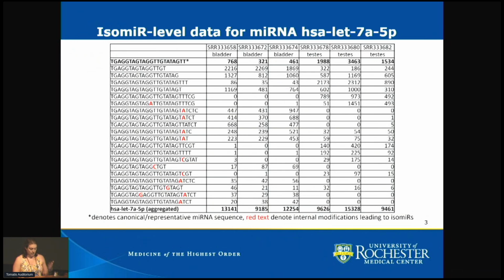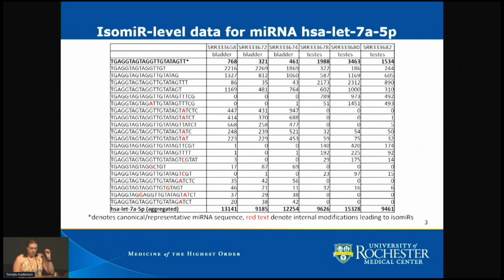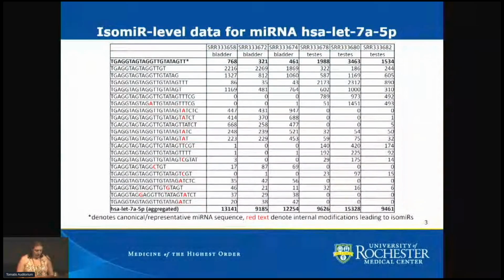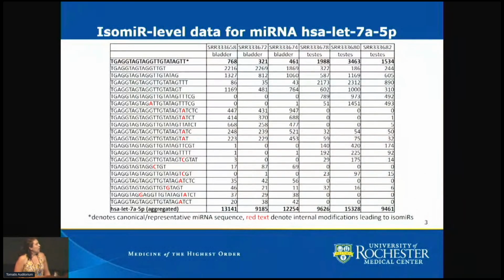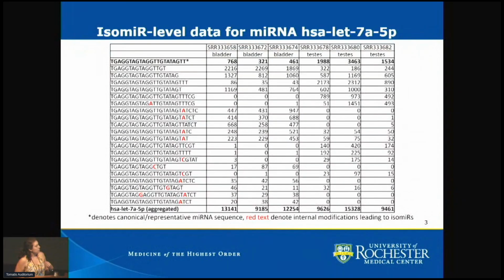This is calculated by just summing all the reads that map to any isomiR that aligns to LET7A5P. If you look at the overall microRNA level expression, there's no big difference between these two groups. But when you look at individual isomiRs, you can see that there's quite a bit of difference between some of these isomiRs between the two groups. Some are not expressed at all in testes, but have higher expression in bladder, and vice versa. So we are losing information by just summing them all together.